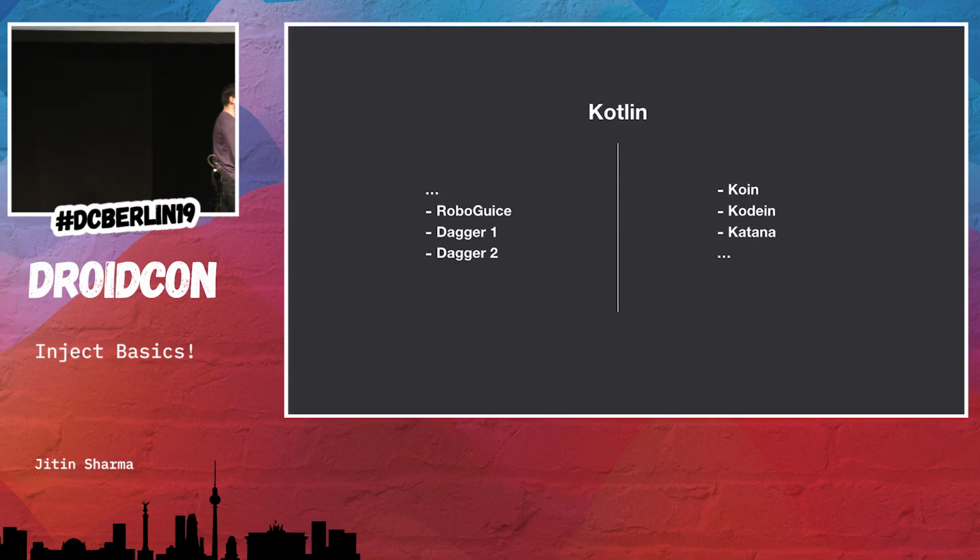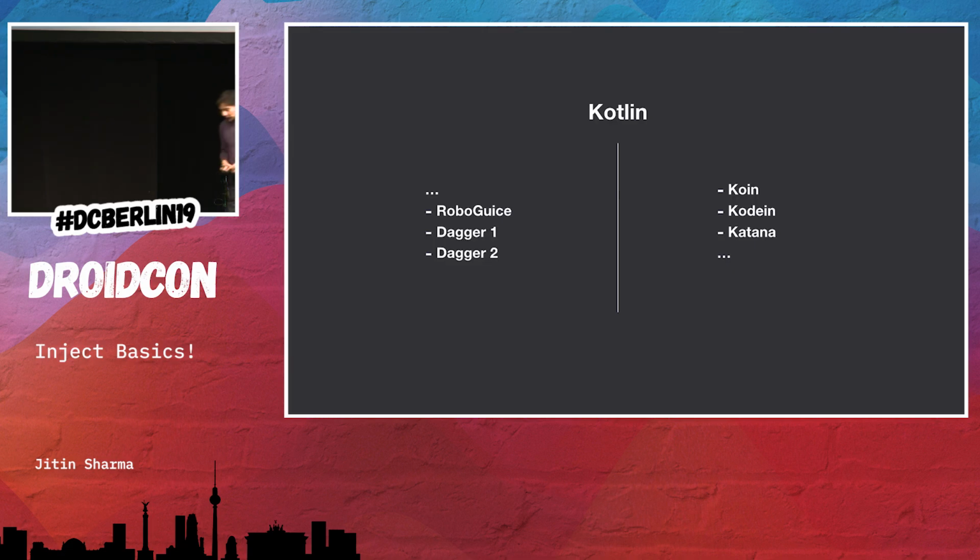Dagger itself is one of the frameworks in a long line of frameworks. We had Juice, we had RoboJuice, Dagger 1, Dagger 2. Since Kotlin, we have got Koin, Katana. We'll have more frameworks which will probably start with the letter K. I don't know why Kotlin frameworks are always made with the letter K.